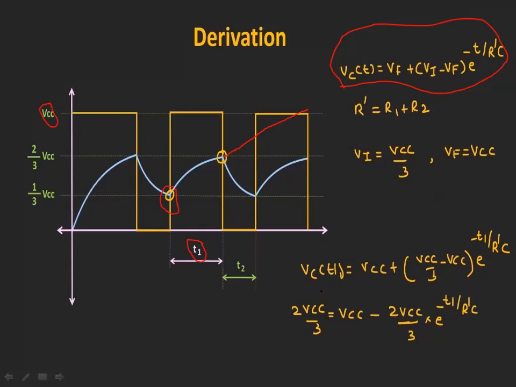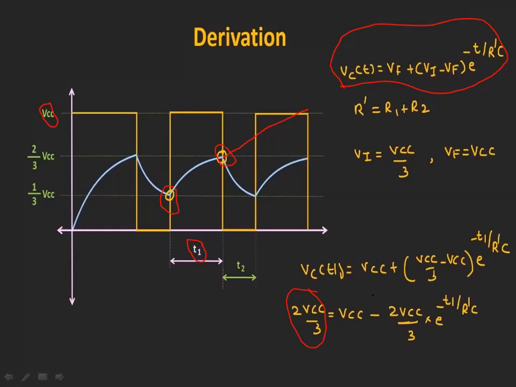VC of T1. So at this point, the voltage is nothing but 2 by 3 VCC. At this point, the voltage is nothing but 3 by 3 VCC at T1. VC of T1 is 2 by 3 VCC. So we are going to write this 2 by 3 VCC here. So 2 by 3 VCC is equal to VCC minus, so we are going to solve this, VCC minus VCC divided by 3, VCC minus 2 VCC divided by 3, into E power minus T1 by R dash into C.